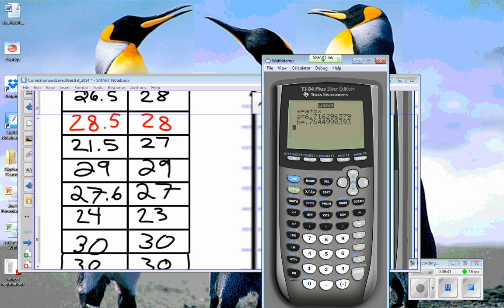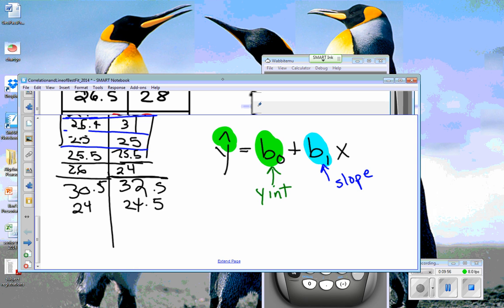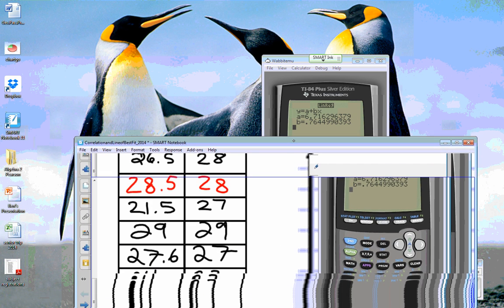So if you wanted to round it, you could say y equals 6.72 plus 0.764x. That would be rounded. Wouldn't you agree? So I'm going to write that over here onto the side so we can recognize what it would be rounded. Let me bring it down here so I can see.